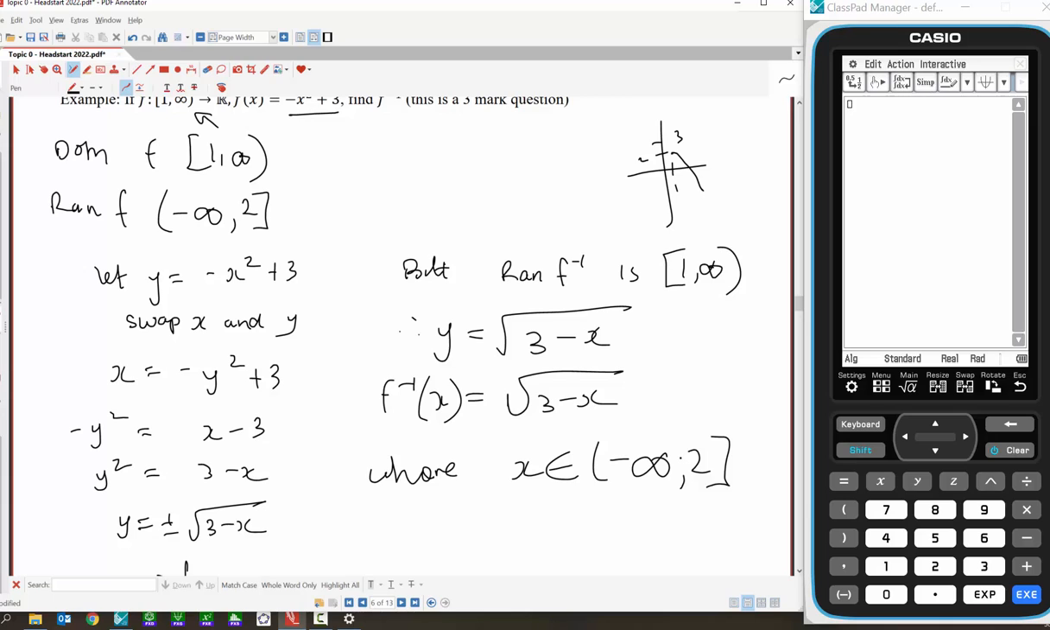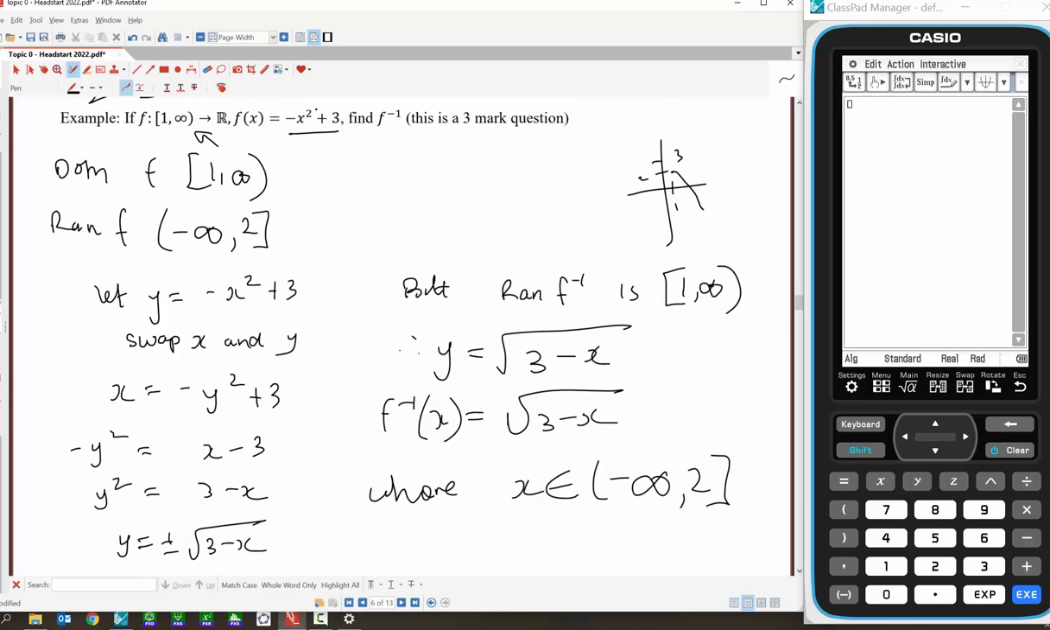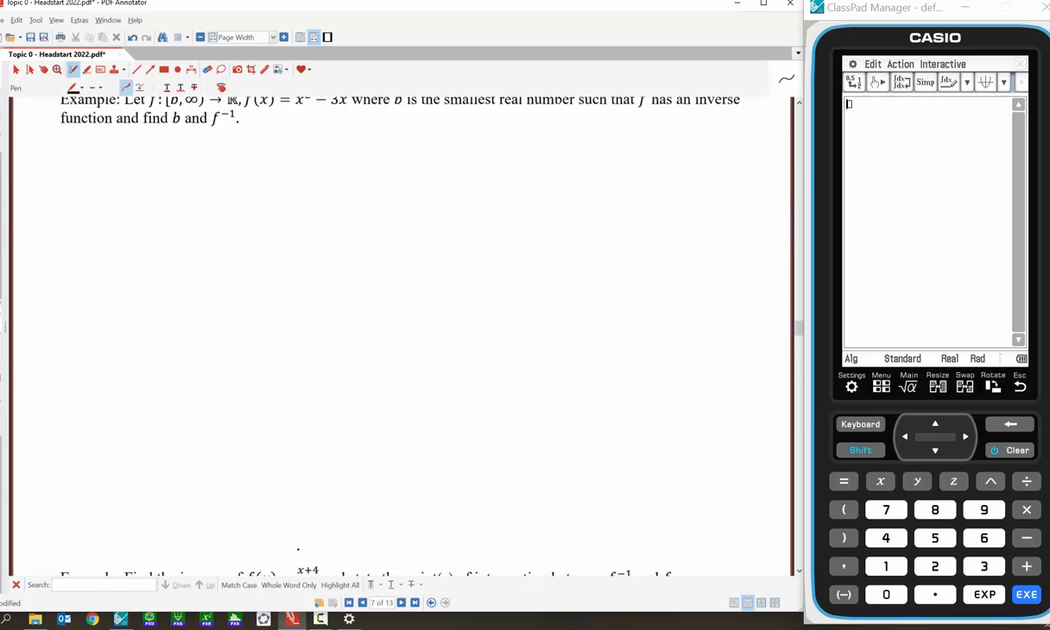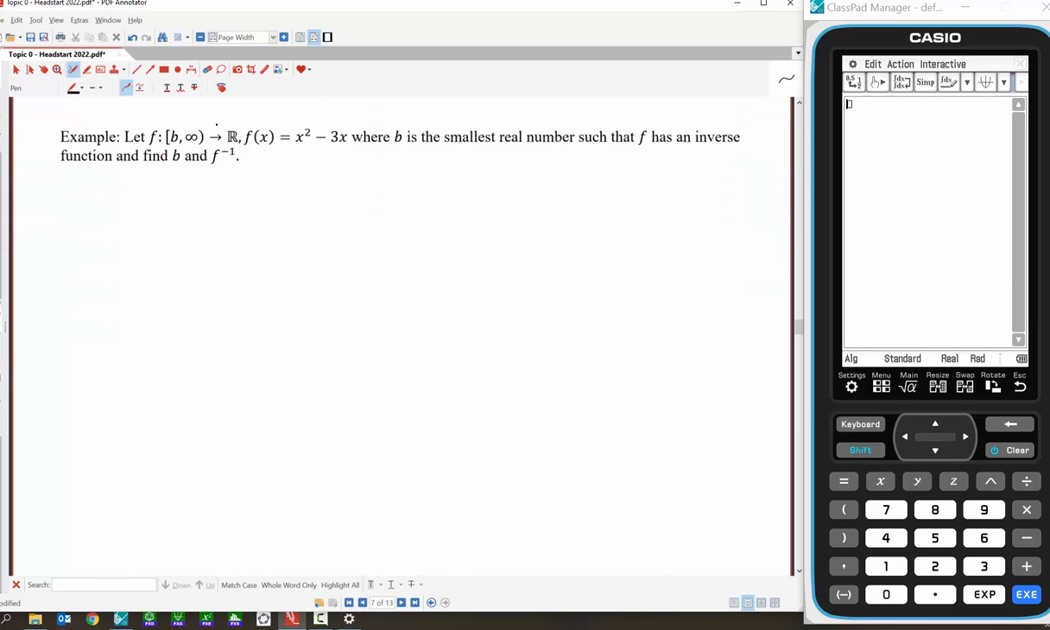Alright, so anything that puts forward 2 solutions, you just need to vet one of the solutions by using the picture of the graph and working out which one is going to go and which one's going to stay. Okay, here we've got a parabola again, and b is the smallest real number such that f has an inverse function. Find b and f⁻¹.